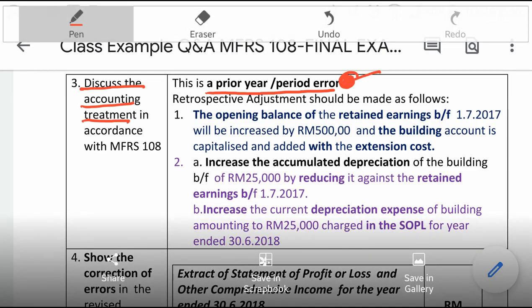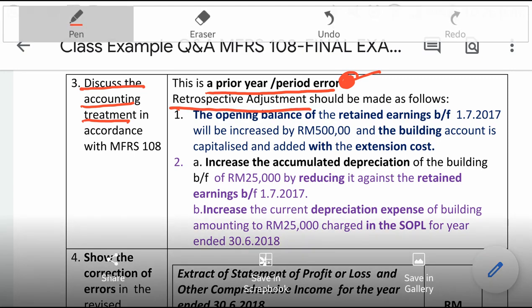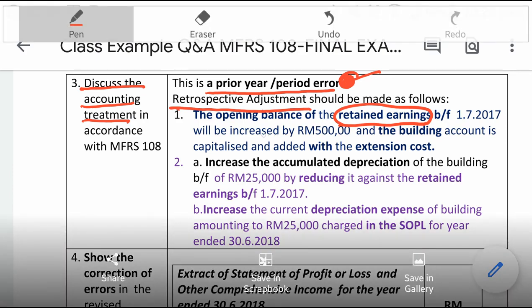So state that. Then mention what adjustments we need to do. For a prior period error, our adjustment should be a retrospective adjustment. Retrospective adjustment means you need to go and adjust to the earliest possible period and assume as if you go and correct the prior period. You do this by adjusting the opening balance of the equity. And our equity here is our retained earnings. So the opening balance must be restated.